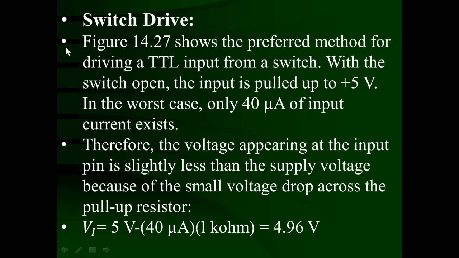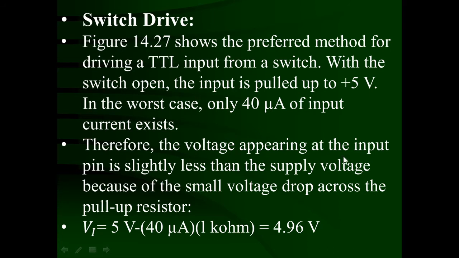The first case is the SPST switch, single pole single throw switch, driving a TTL load. Only a switch cannot drive the TTL load, so a pull-up resistance of 1 kilo ohm is connected with the switch. Figure 14.27 shows the preferred method for driving a TTL input from the switch. If the switch is open, the input is pulled up to 5 volt. In the worst case, only 40 microampere of input current exists.